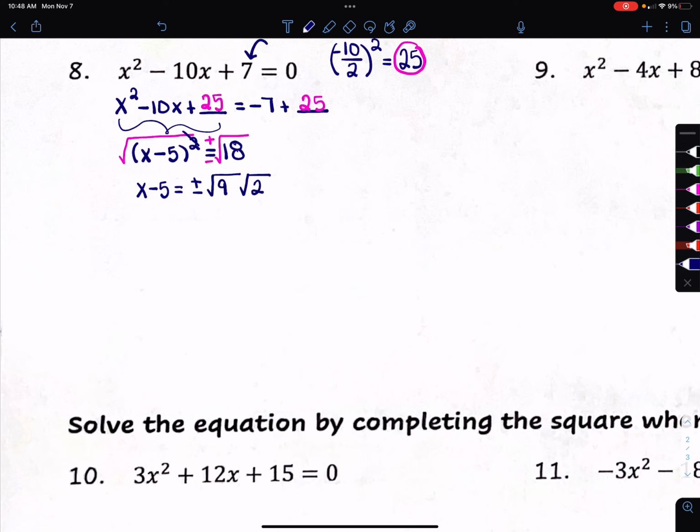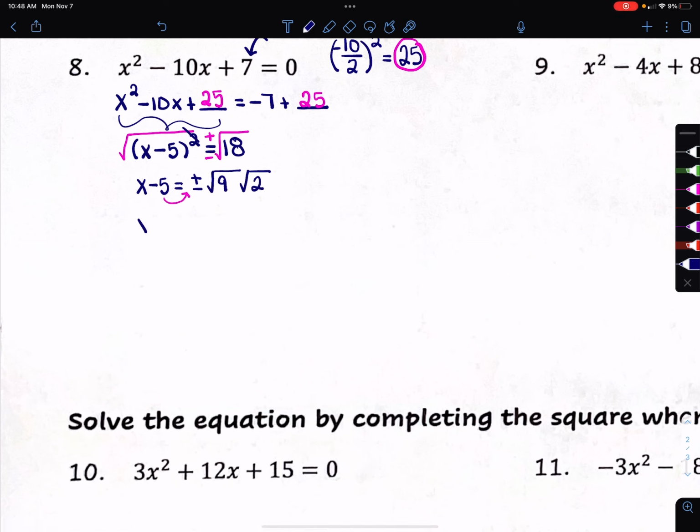I'm going to add 5 to both sides of the equation. Remember that 5 goes in front of the plus or minus. So I have x equals 5 plus or minus 3 radical 2. So given for our 2 solutions, our first solution is going to be 5 plus 3 radical 2. And our second solution will be 5 minus 3 radical 2.